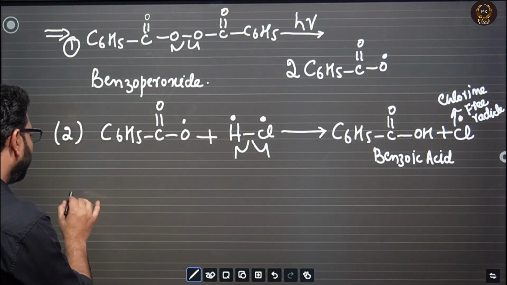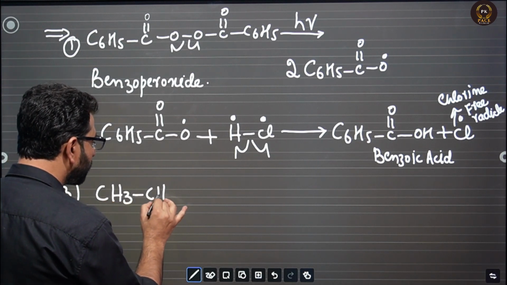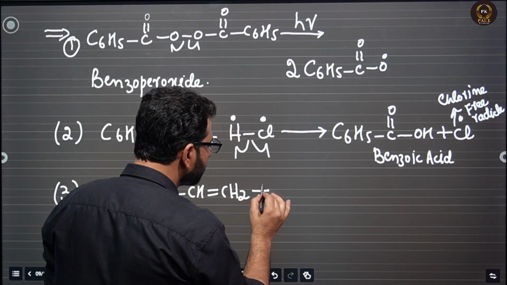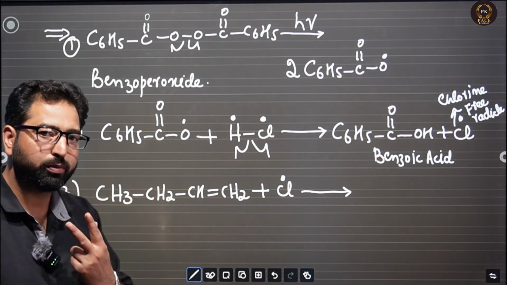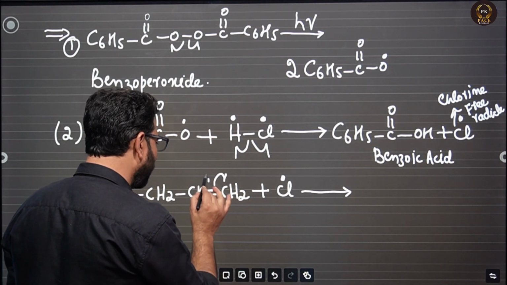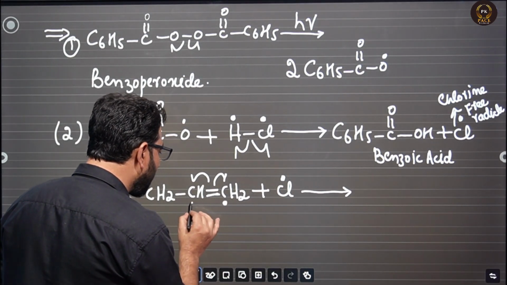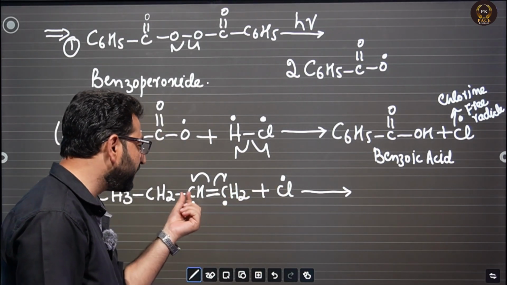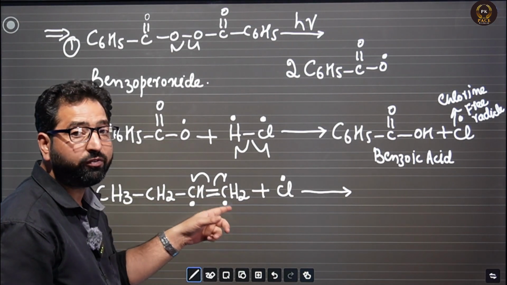Now in the third step we have the alkene, that is CH3, CH2, CH double bond CH2. Now on this alkene, the chlorine free radical will attack. Now there are 2 possibilities. If this Cl dot will attack here and this bond will break down, there occurs once again a homolytic fission, and this carbon gets 1 electron and this carbon gets 1 electron. Now if Cl will attack on the first carbon, the radical will get generated on the second carbon. And if Cl will attack on the second carbon, the free radical will get on the first carbon.